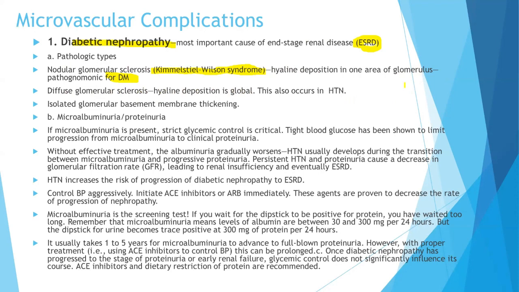Okay, so if there is deposition or the glomerular sclerosis in nodules only, then that is the nodular glomerular sclerosis. If there is diffuse, then all the parts of the nephrons will be involved. Now, the microalbuminuria and proteinuria, it is one of the most important parameters, so that strict glycemic control can be maintained. The diet and blood glucose control has been shown to limit the progression from microalbuminuria to the clinical proteinuria.